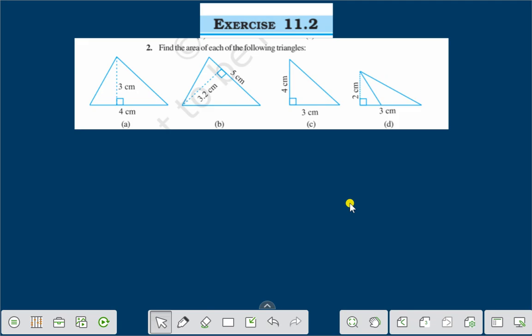Hello everyone. Today we shall discuss exercise 11.2 question number 2. Find the area of each of the following triangles. We'll find the area of the triangle, that is number 1 or A.